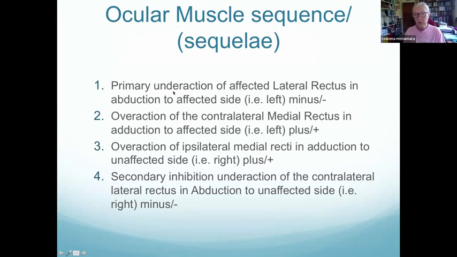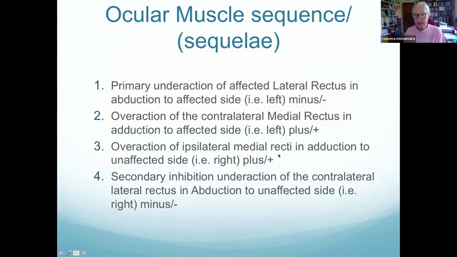So in our example, we had a primary underaction. In my example, the gentleman had a left lateral rectus palsy. We would indicate that by minus because it's an underaction. And the opposite eye, the yoke or the synergist in the other eye, is going to overact because of the reciprocal and the Herring's laws that I'm going to just tell you about.